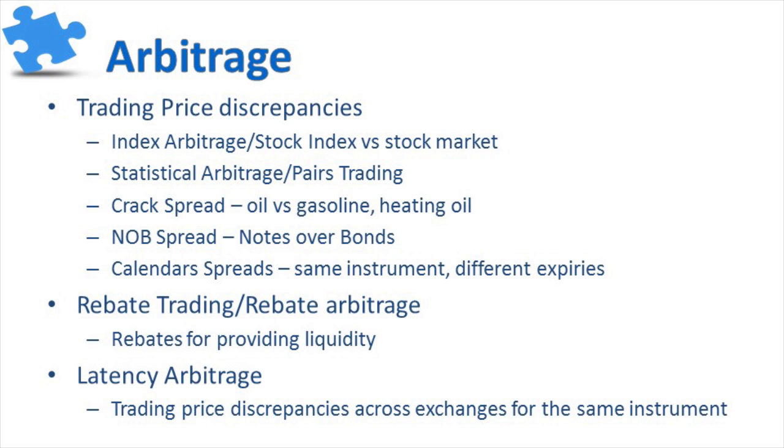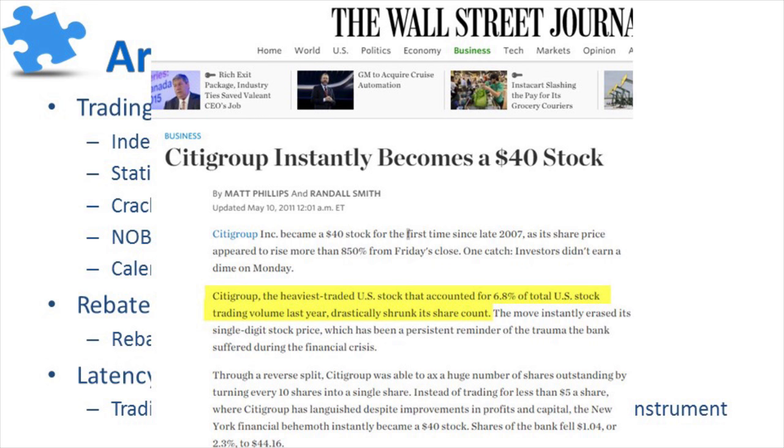Now, in 2010, trading in Citigroup, just that one stock, represented almost 7% of all stock trading in the market. Citigroup was trading under $5 a share with a range of about 5 or 6 cents. And on a good day, 300 million shares would trade. It doesn't make a lot of sense to trade so many shares with such a small range, but basically, traders were given a small rebate for providing liquidity by the exchange.